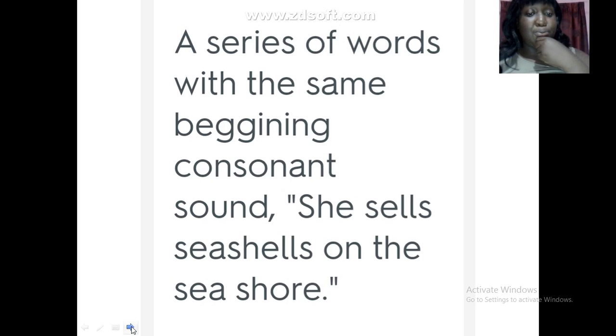Alliteration and examples. A series of words with the same beginning consonant sounds. You understand? It's when a series of words have similar consonant sounds. What are consonant sounds? You know them. You know our vowel sounds: A, E, I, O, U. You know our consonant sounds, the remaining 21.